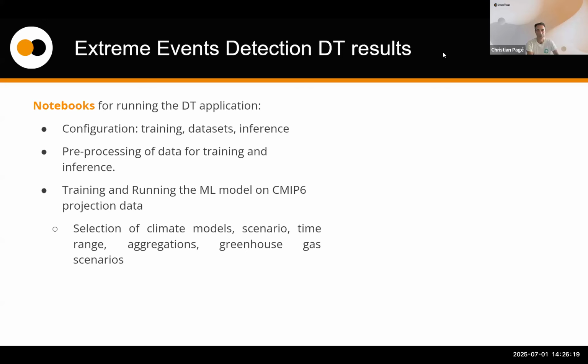Right now, the training and running are done on CMIP6 projection data, and within the notebook, it is shown how to select the climate model, how to select the scenario, specify the time range, and also the greenhouse gas scenarios. Next slide, please.